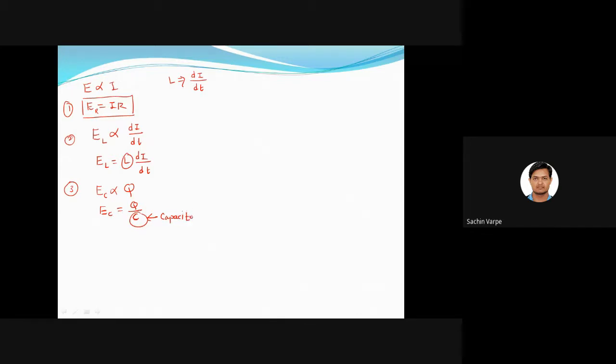So this is capacitance. This is inductance, and this is resistance. So these are famous laws in electronics and electric circuits.